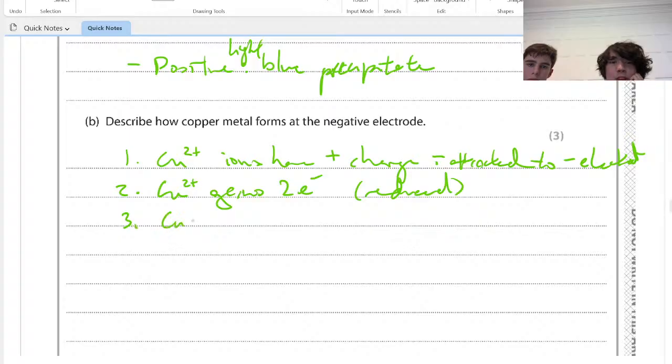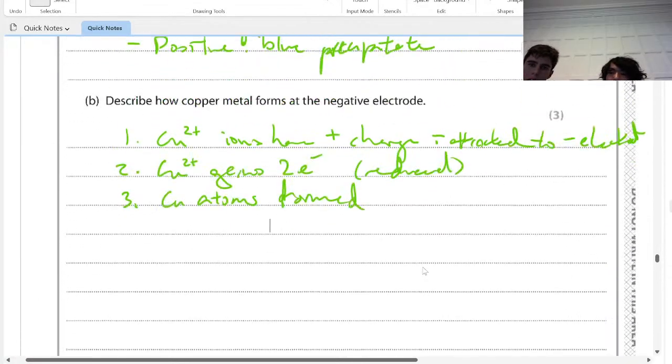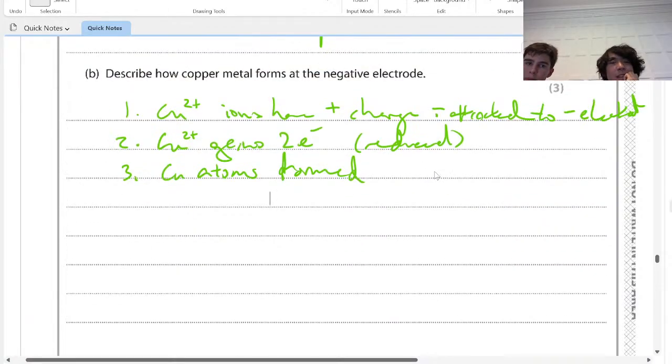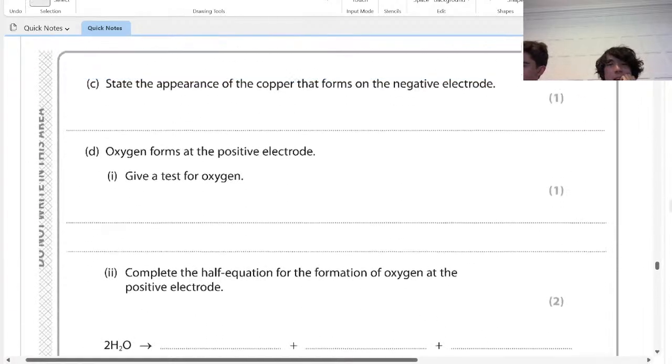3 Cu atoms formed. Yeah, copper ions are positively charged, attracted, accept electrons, become copper atoms. Also, just write the half equation because they probably give a bunch of marks for that. Okay, that's the half equation if you want.